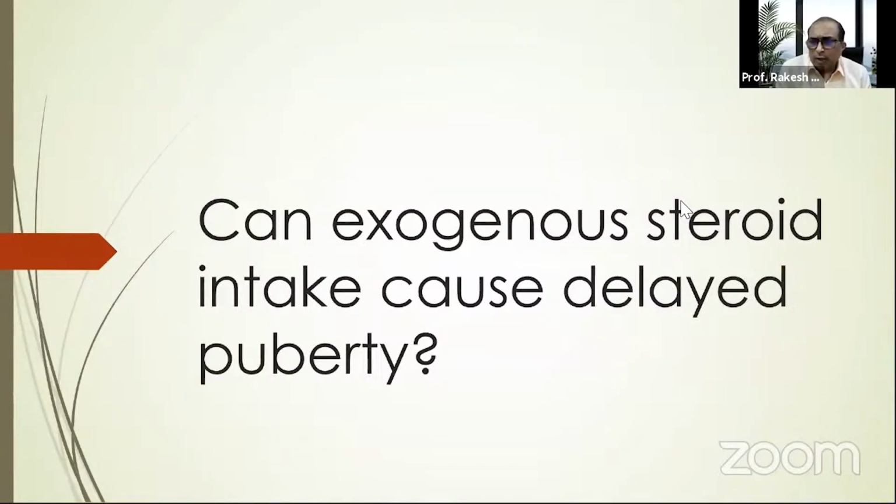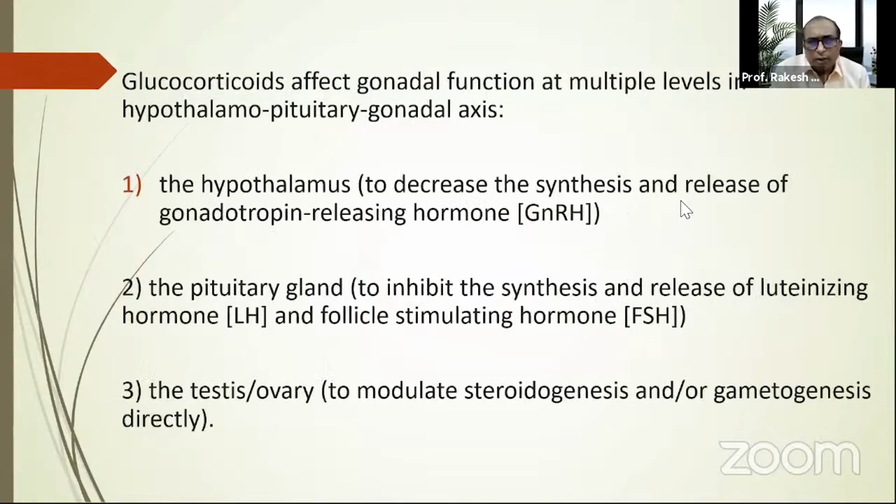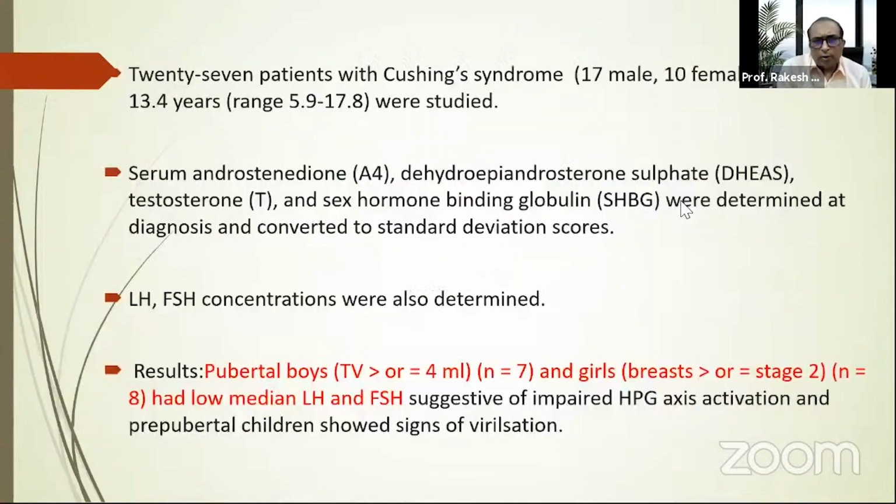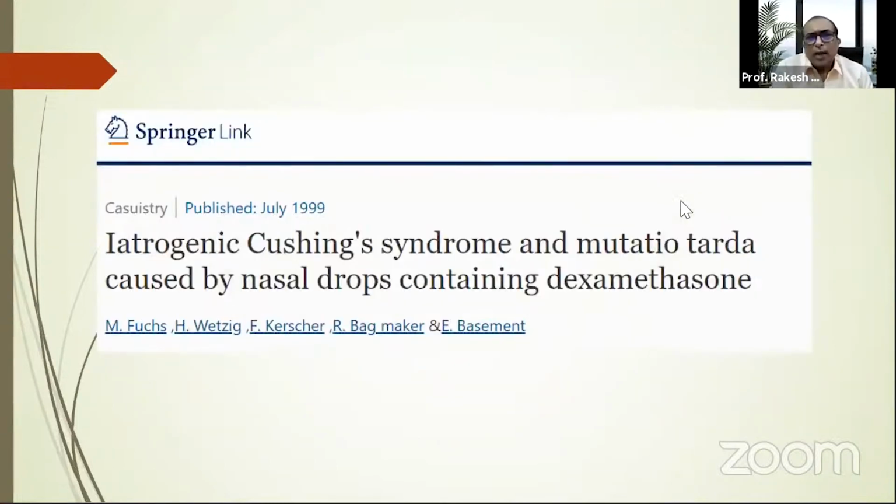Now, the effect on puberty has also been studied. Different series have looked at the effect of glucocorticoids on pubertal development, and this is mainly caused by decreased GnRH secretion at the level of the hypothalamus and also the pituitary gland. There is again decreased responsiveness to GnRH with lower LH and FSH levels, and even at the level of the gonads there is a modulation causing decreased steroidogenesis and gametogenesis. This has been studied in series of children with Cushing's, and it was shown that there was impaired HPG axis activation, and prepubertal children showed signs of virilization.